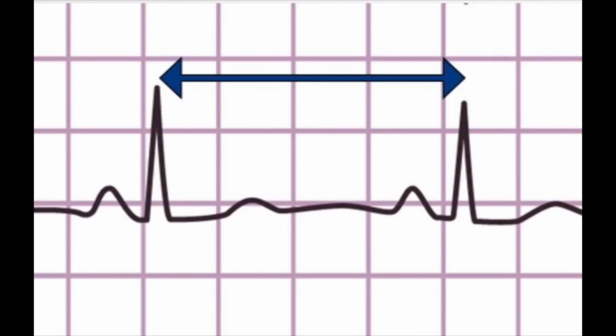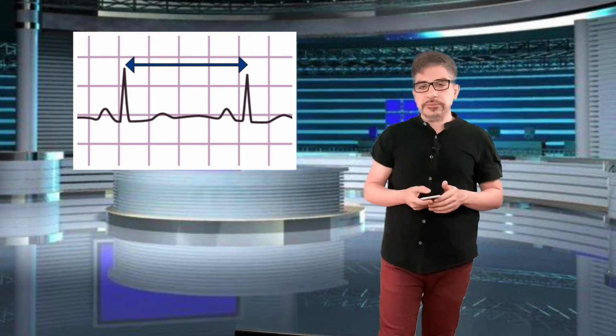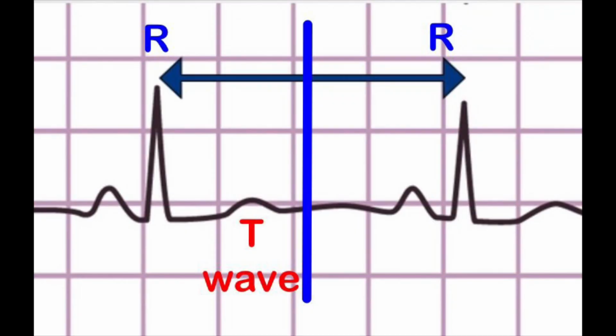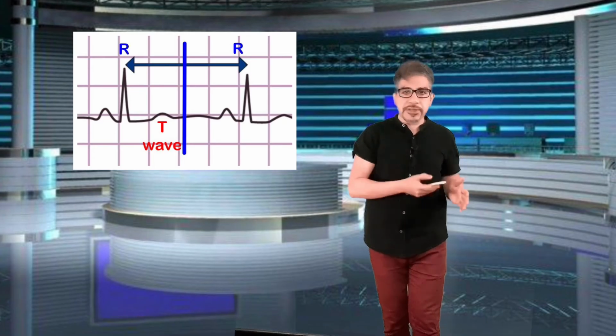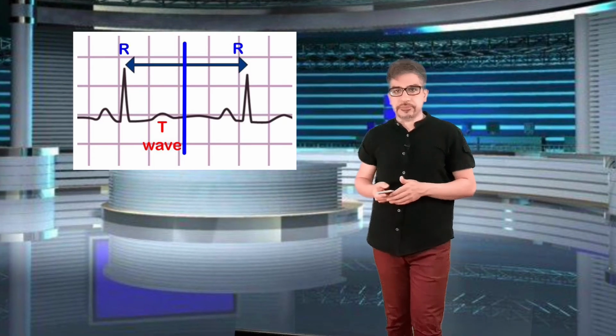As a rule of thumb, a normal QT interval must be less than half the distance between the two preceding R waves. In other words, your T wave must end before reaching half the distance between the preceding R wave and the next. I think that's enough ECG abnormalities for now.